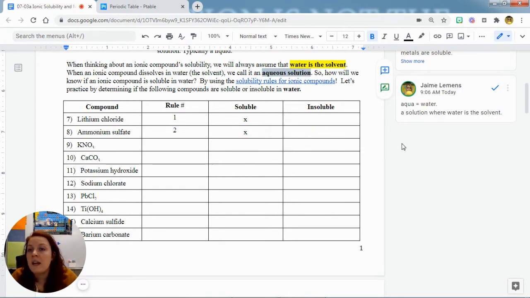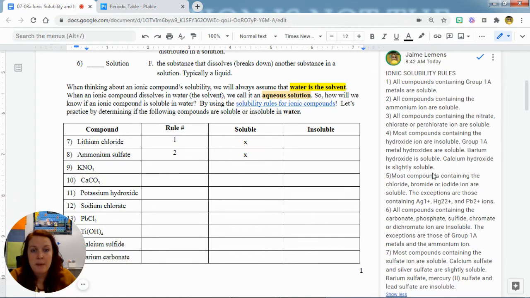So how will we know if an ionic compound is soluble in water? We're going to do that by following the solubility rules for ionic compounds. That's on page 4 of your packets. Let's practice by determining if the following compounds are soluble or insoluble in water. Now, I've already gone ahead and copied over all of the solubility rules. You do not need to memorize these. You just need to know how to use them.